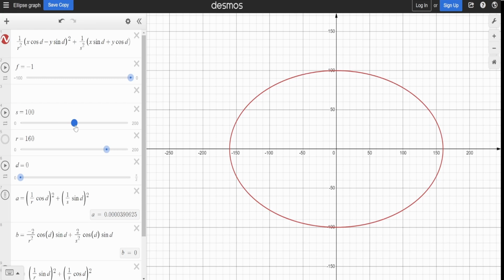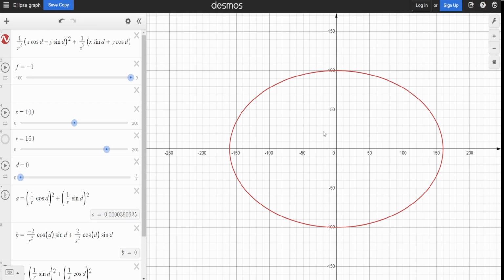I can change the height of the ellipse. Now, I set this up so that r is 160 and s is 100, which is exactly half of the width and height of a CGA monitor in pixels. Remember, it's 320 resolution in the horizontal direction and 200 in the vertical direction. So this is actually the largest ellipse that we could draw on a CGA screen.